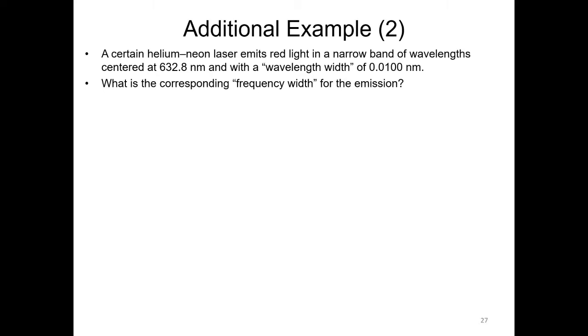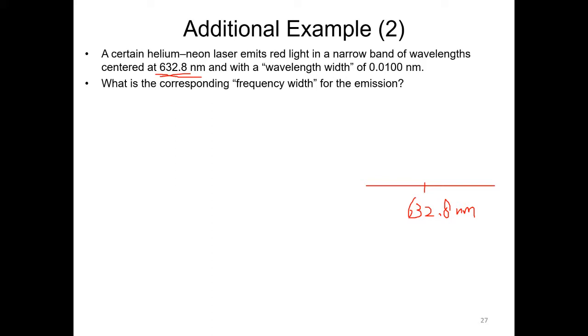A certain helium-neon laser, 氦氖镭射, emits red light in a narrow band of wavelength 632.8 nanometers with a wavelength width of 0.1 nanometer. What is the corresponding frequency width for the emission? It tells you that the light is a sine wave, of course, and the center of the wavelength is 632.8 nanometers.